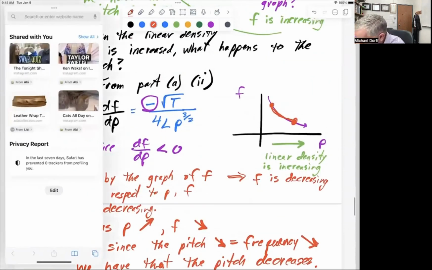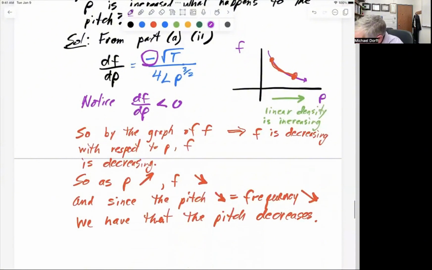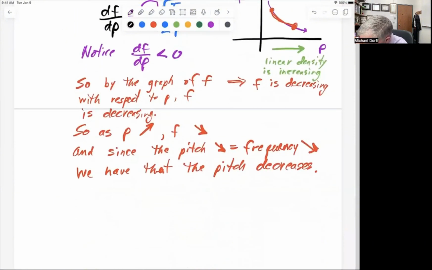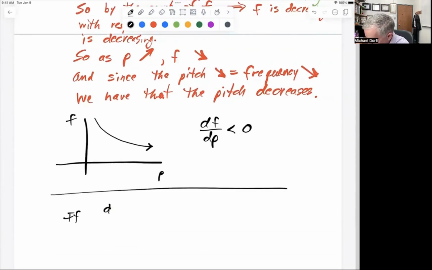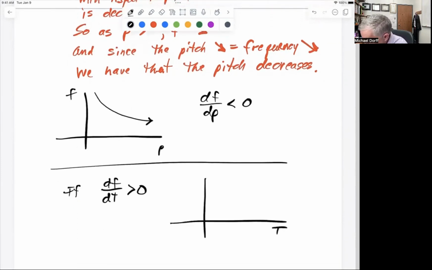Now, just to make sure we all understand this, let me go over that again. Here's my linear density. Here's my frequency. We know that df d rho is less than 0. So it's a decreasing function. As I go from left to right, the function has to get lower. If, let's suppose, df dt is positive, that means then it's increasing like this.